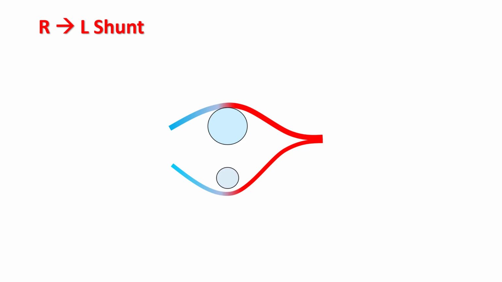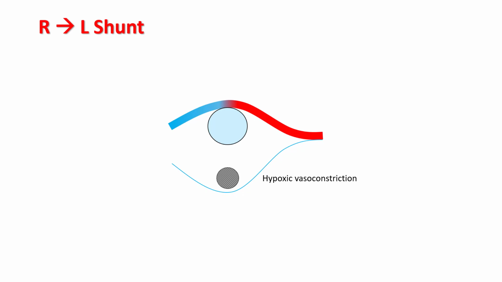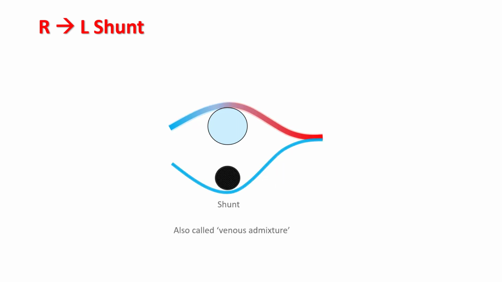Here we have two normal well perfused alveoli. If your alveoli become non-functional for any reason, your lungs will cause hypoxemic vasoconstriction in this area, such as to reduce the perfusion to those alveoli. If that doesn't happen, blood passes through the lungs without getting oxygenated. This is called shunt. It's also called venous admixture.